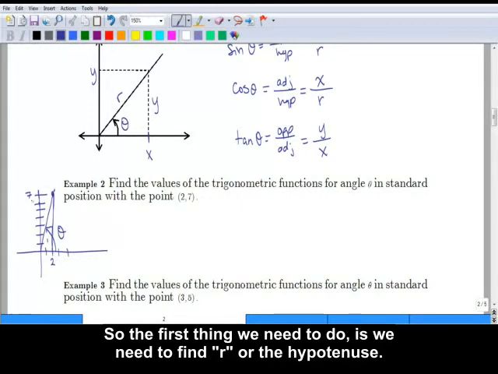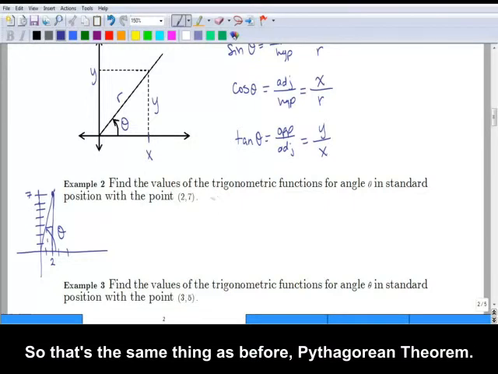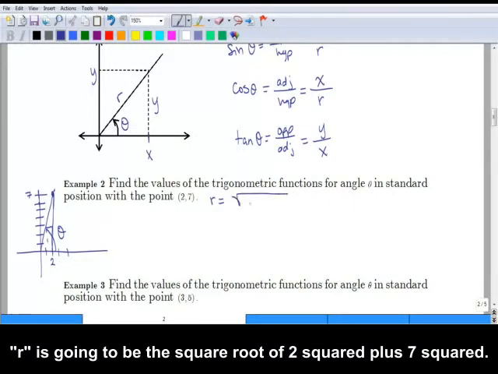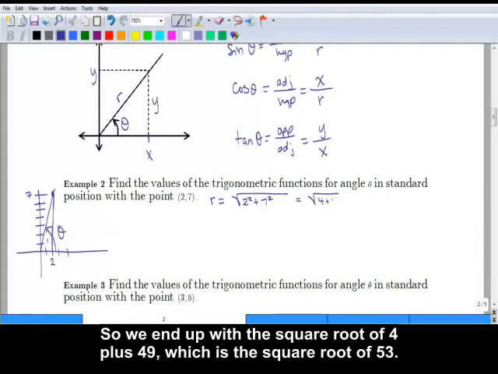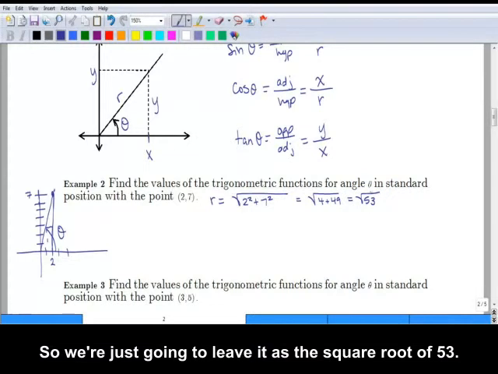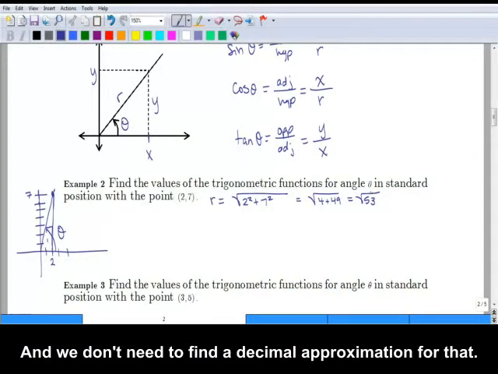So the first thing we need to do is find r, or the hypotenuse. So that's the same thing as before, the Pythagorean theorem. r is going to be the square root of 2 squared plus 7 squared. So we end up with the square root of 4 plus 49, which is the square root of 53. So we're just going to leave it as the square root of 53, and we don't need to find a decimal approximation for that.